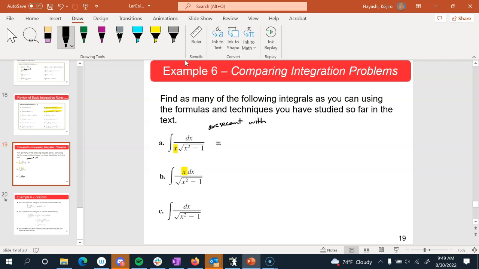That's an arcsecant with a equal to 1 and u equal to x. So how that's going to integrate is 1 over a, so 1 over 1, times the arcsecant of u over 1, so x over 1, or literally just arcsecant of x. Let's see.